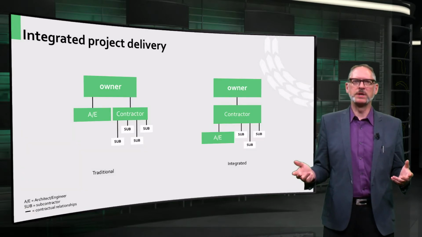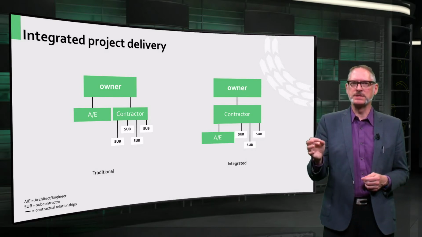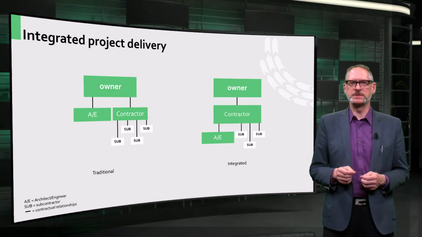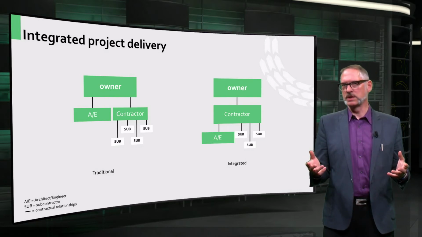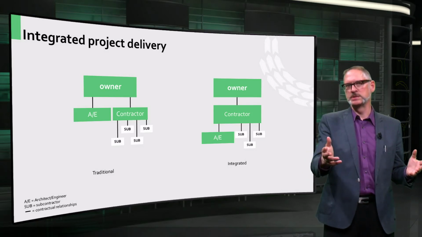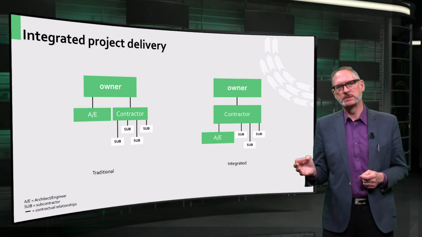Most projects are organized traditionally, meaning that the client contracts design services, that is, the architect and engineers, separately from the construction services. This allows the tendering of the contractor on the basis of the design as worked out by the architect and engineers, but divides the responsibility for the design from construction.